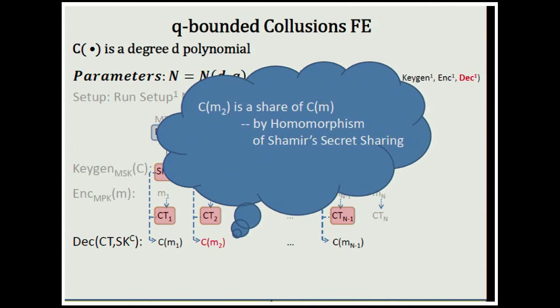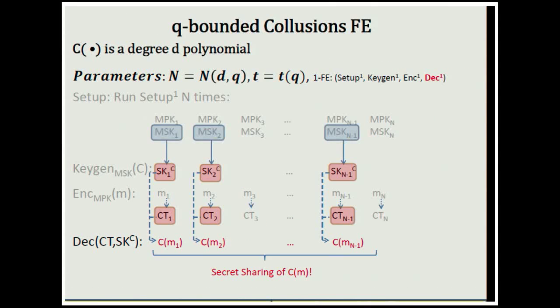OK, now, what is this? Well, I told you that by properties of Shamir's secret sharing, we can perform homomorphic computation over the shares. So in particular, in this case, C of Mi is going to be a share of C of M. So what this actually means is that what I get is a secret sharing of C of M. So given enough shares, we can reconstruct C of M and learn the output of the function.